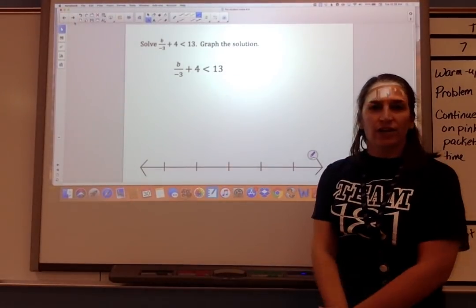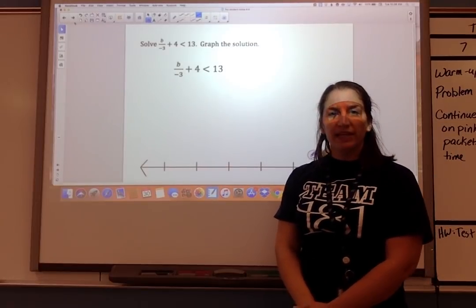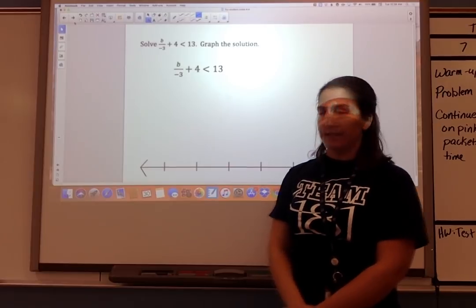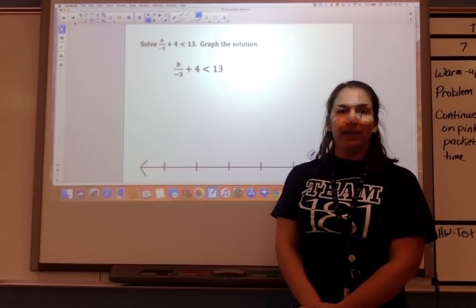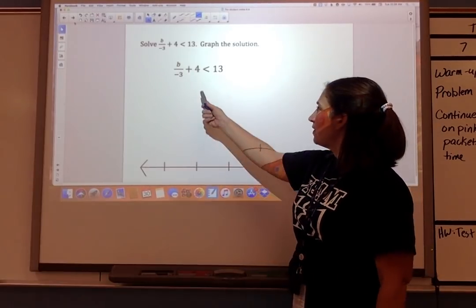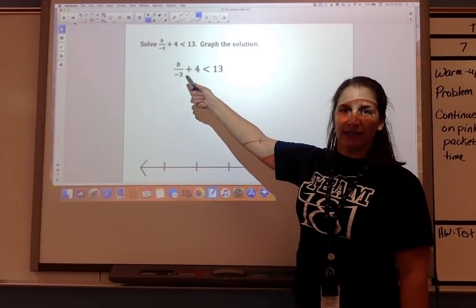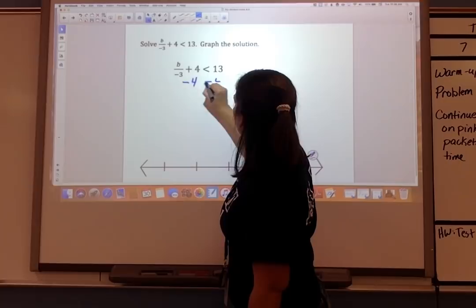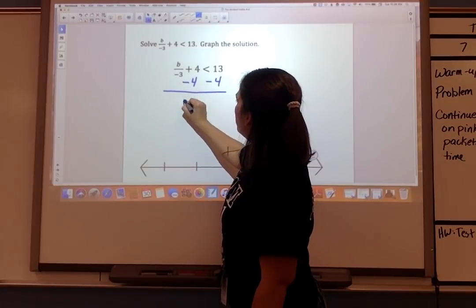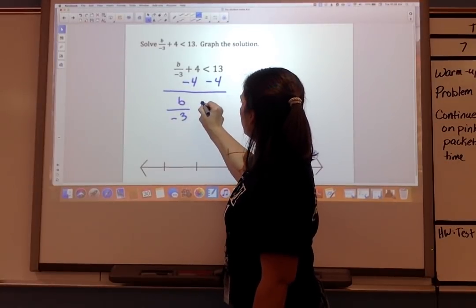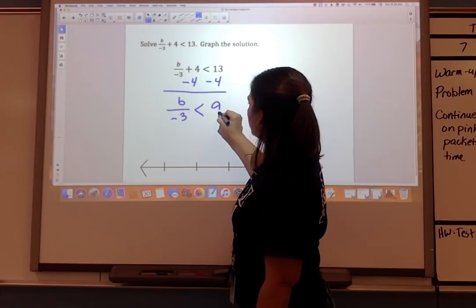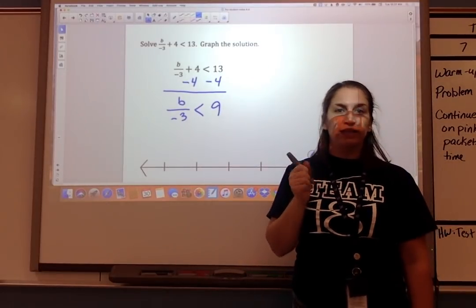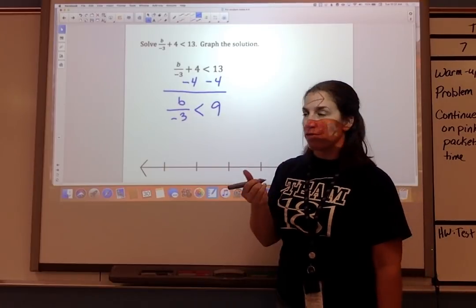Let's go ahead and look at our next example here. We have b divided by negative 3 plus 4 is less than 13. Okay, if we want to get our b term by itself, we need to deal with this constant term here by subtracting 4 from both sides. We get b over negative 3 is less than 9. All right, now to get the b by itself, we're going to need to multiply by negative 3.